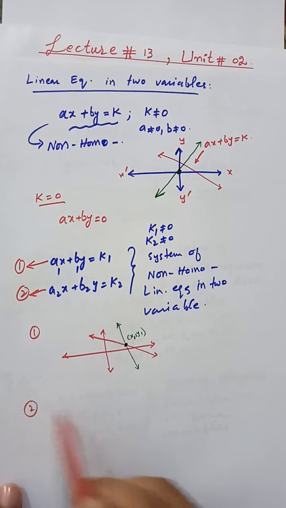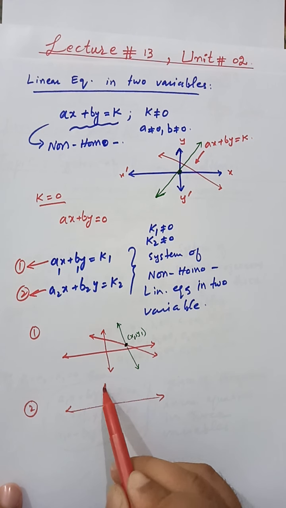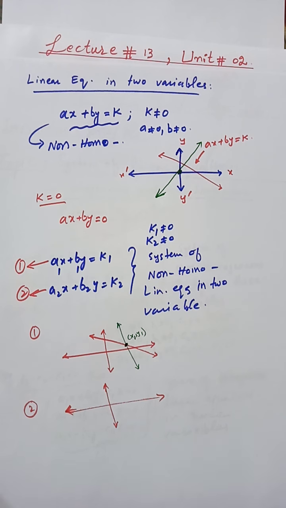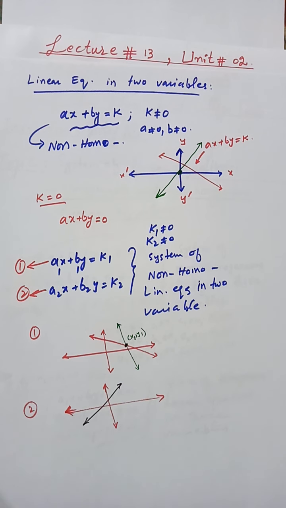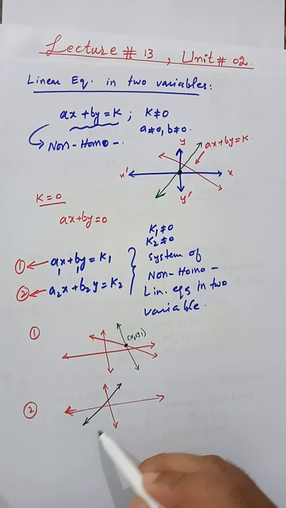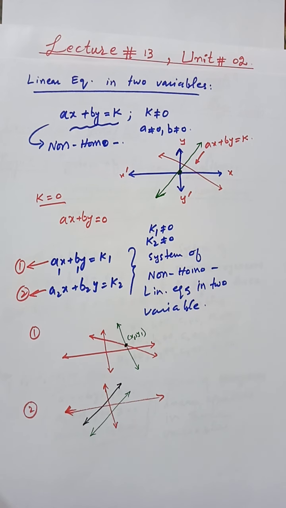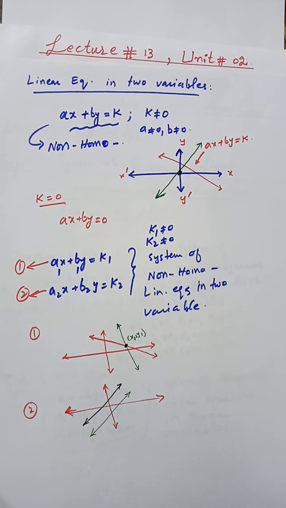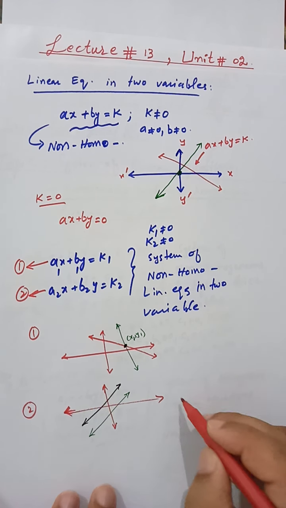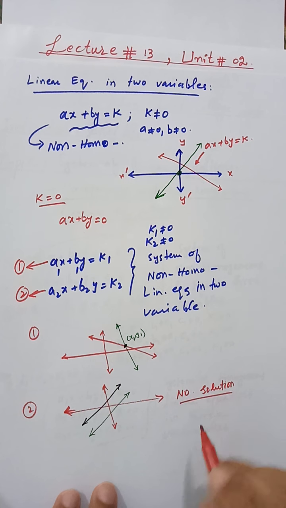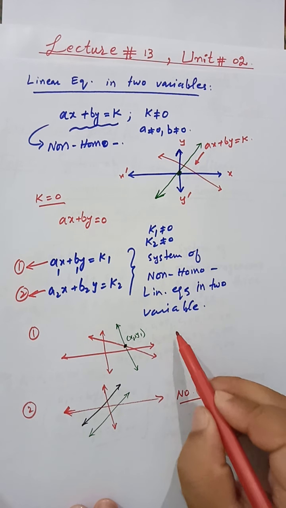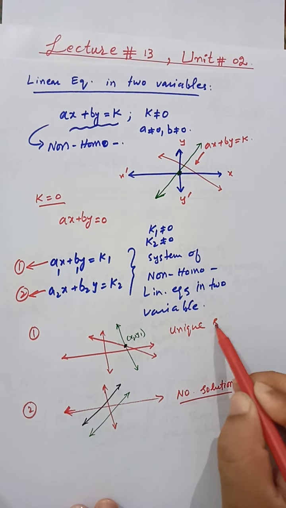Now if you draw the graphs of both linear equations in two variables, which are straight lines in a plane, and both the straight lines are parallel, let's say this is the graph of equation 1 and this is the graph of equation 2. You see that both the graphs are parallel. So in this case there is no solution. There is no intersection, so you will get no value of x and y which satisfies both the equations. Here you have a unique solution.